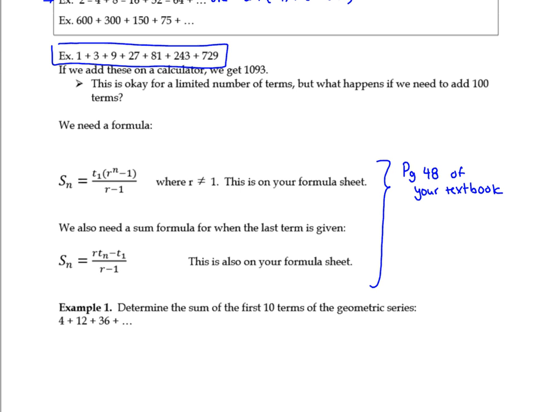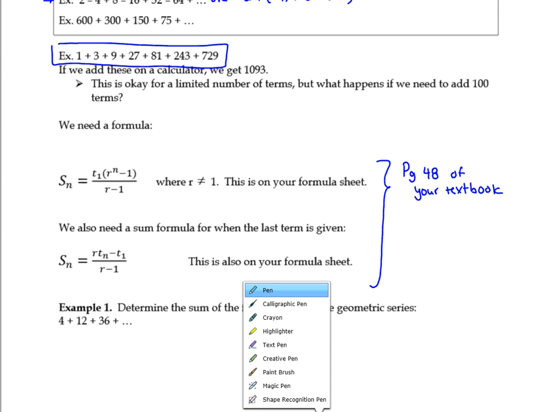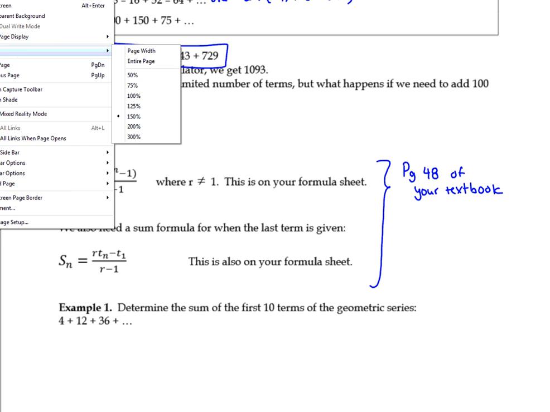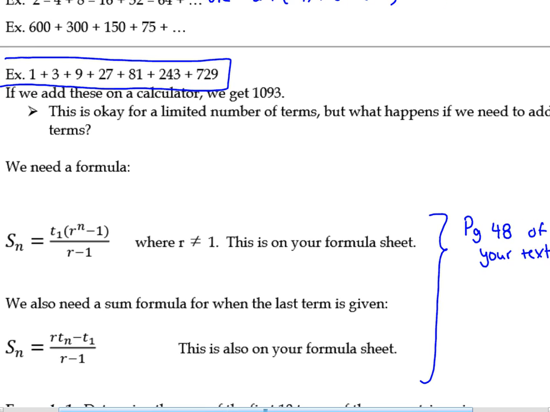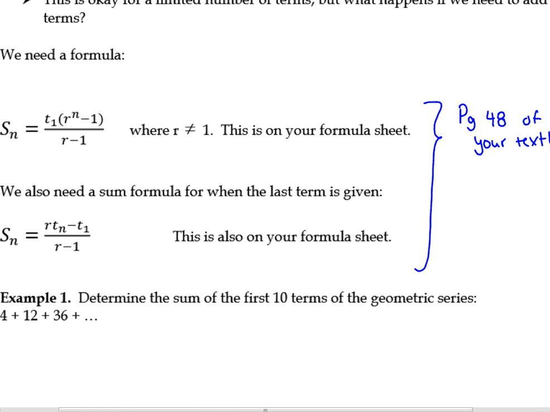In the first one, notice you need to know your first term. I'll make this a little larger. So T1, you need to know your common ratio and the number of terms. Those three things, and then you can find a sum. The second formula is very interesting. If you know your last term, your first term, and your common ratio, you can find the sum of the sequence.